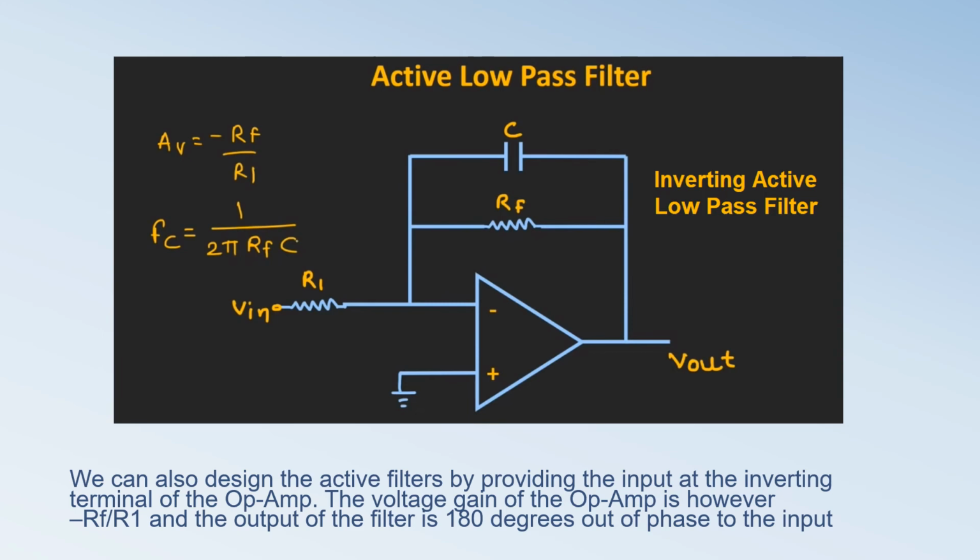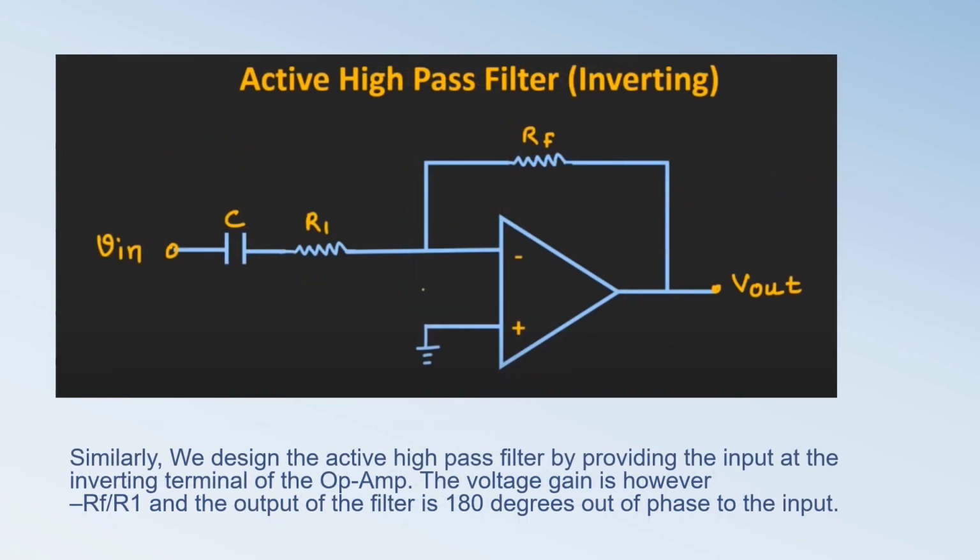They are known as the inverting active low-pass filter. The voltage gain of the op-amp is however minus Rf by R1 and the output of the filter circuit is 180 degrees out of phase to the input. This is the inverting active high-pass filter. Again the voltage gain is minus Rf by R1 and the output is 180 degrees out of phase to the input.